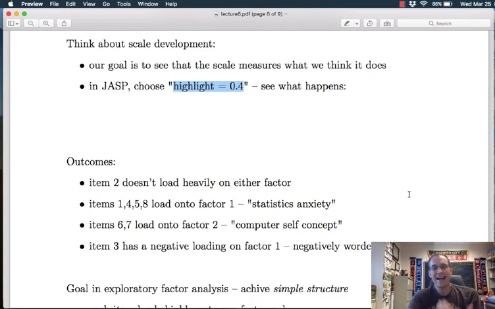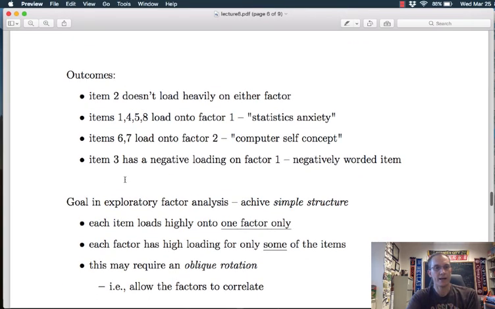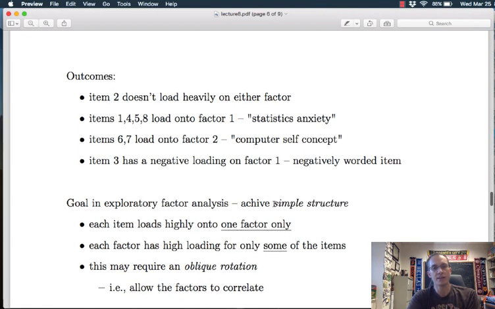So we're actually accidentally getting exactly what we want in exploratory factor analysis. We are achieving something called simple structure. By the way, sorry for the typo there. What is simple structure? Well, it's a goal, right? It's something that we would like to have when we're developing a scale. Here's exactly what it means. Simple structure is what you get when each item loads highly onto one factor only. So you pick any item in JASP right now, and you'll notice that it loads onto one factor only. It doesn't load highly onto 2 factors. And that's important because you want each item to reflect one and only one construct.